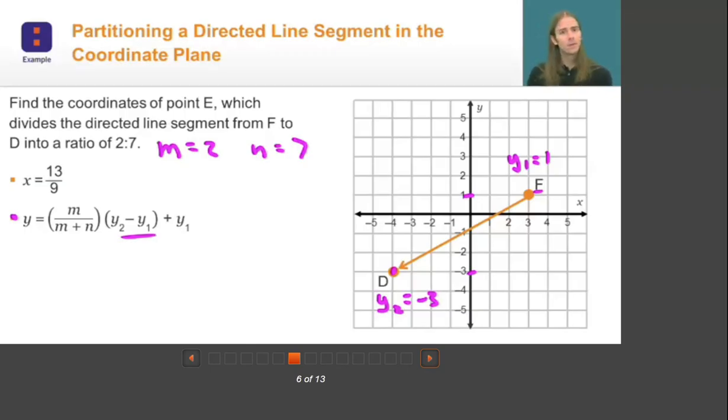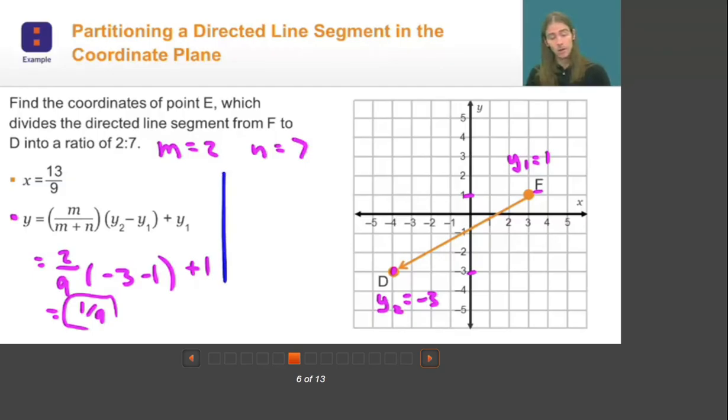So I substitute all this information in, and I'll get 2 ninths times y2 minus y1. Well, that's negative 3 minus 1. Now I add on y1, so plus 1. If I take that, simplify it down, what I end up with is 1 ninth. So this tells me now that the coordinates of point E are given by 13 ninths and 1 ninth. Now if I were to plot that, 13 ninths is equal to about 1.4 with the 4 repeating. So that puts me right about here. And that does look to me like it breaks the directed line segment in the ratio of 2 to 7.